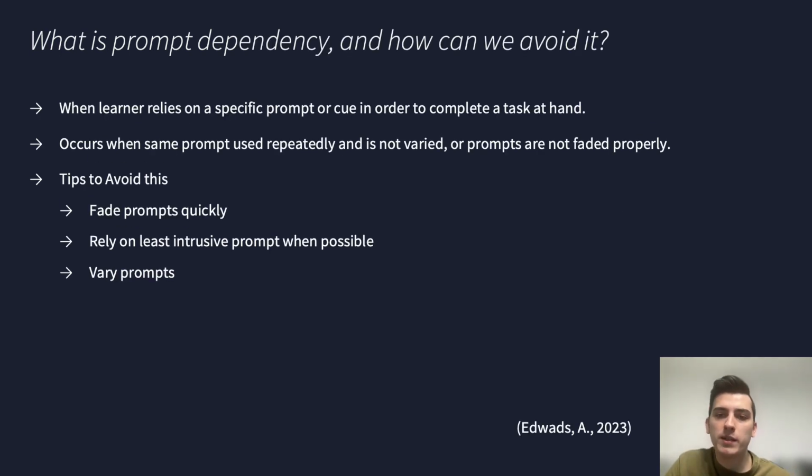Something that can occur when implementing prompts during teaching instruction is something called prompt dependency. Prompt dependency is when a learner relies on a specific prompt or cue in order to complete a task at hand. This occurs when the same prompt is used repeatedly and is not varied, or when prompts are not faded properly. Edwards 2023 offers a few tips to help avoid prompt dependency, including fading prompts quickly, relying on the least intrusive prompt when possible, and also varying the prompts so that they are not occurring in the same order. An example of how to vary your prompts is provided on the next slide.